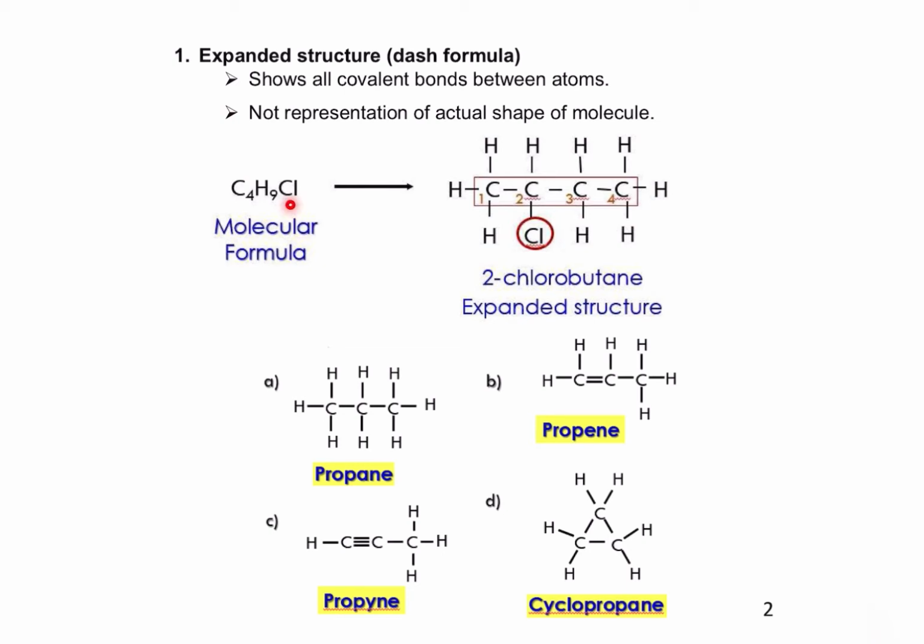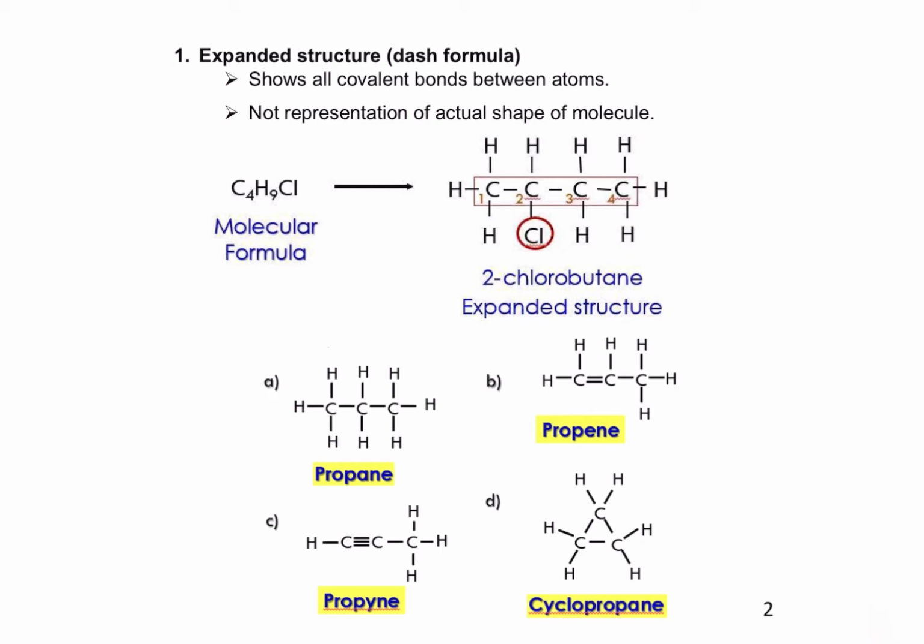Next, you have one more atom left, which is the chlorine atom. You just put it at the second position. Then, the name of this expanded structure of the molecule is 2-chlorobutane. Now, I have propane with C3H8. This is the expanded structure for propane.